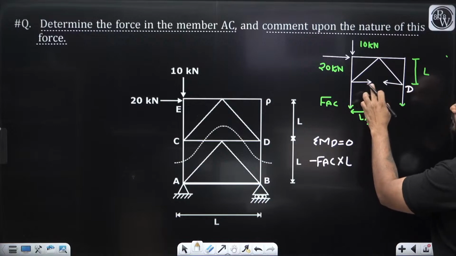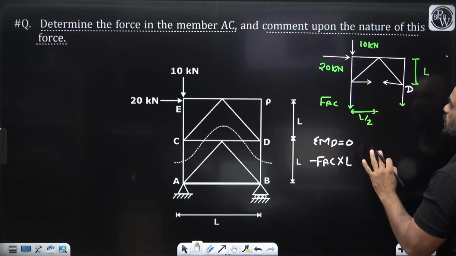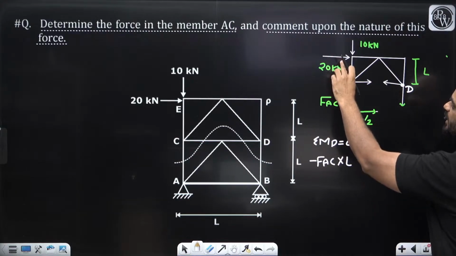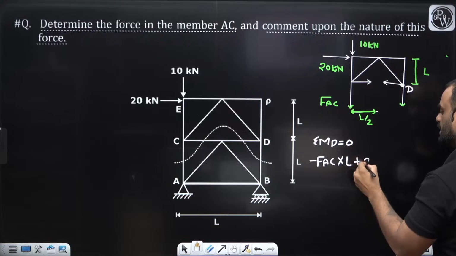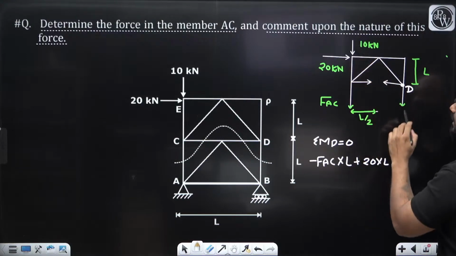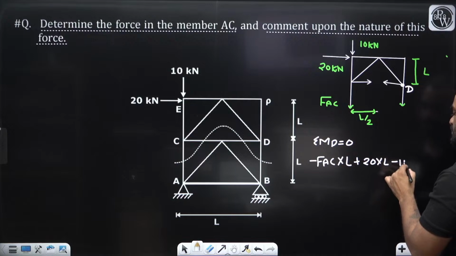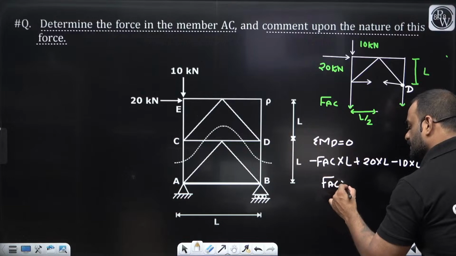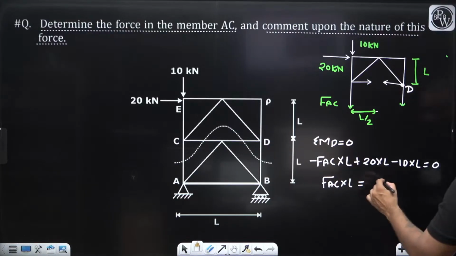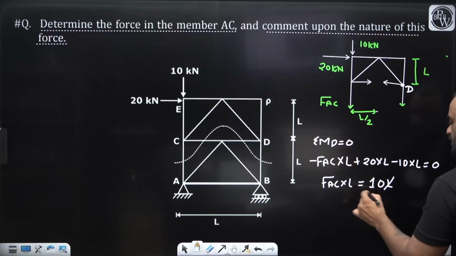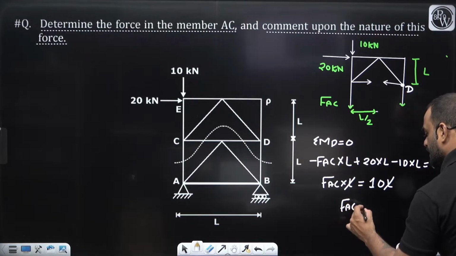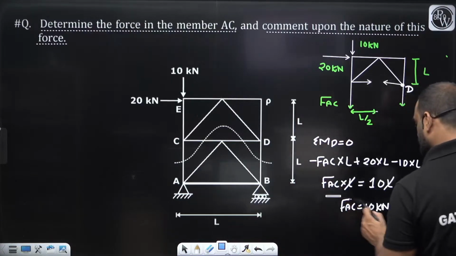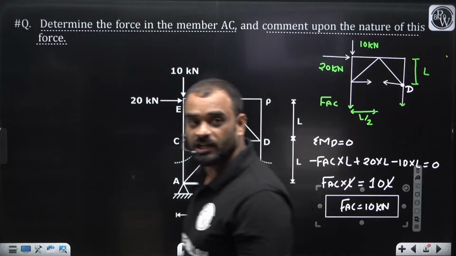Okay, now this member and this member will not produce any kind of moment about point D. Clear? But what about 20 into L, which is clockwise, so we'll write 20 into L clockwise, and 10 into L, which is anti-clockwise, so minus 10 into L, and it is equal to 0. Clear? So we'll write here FAC into L is equal to how much? It is 10 L. You can cancel it. So FAC is equal to how much? It is 10 kilonewton. So the answer is basically 10 kilonewton.